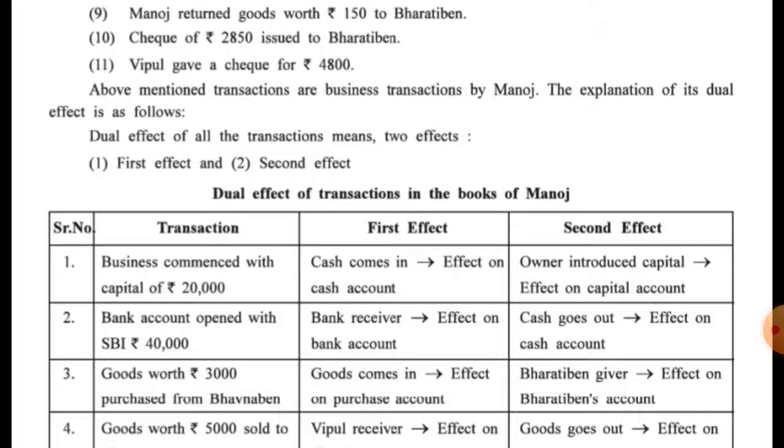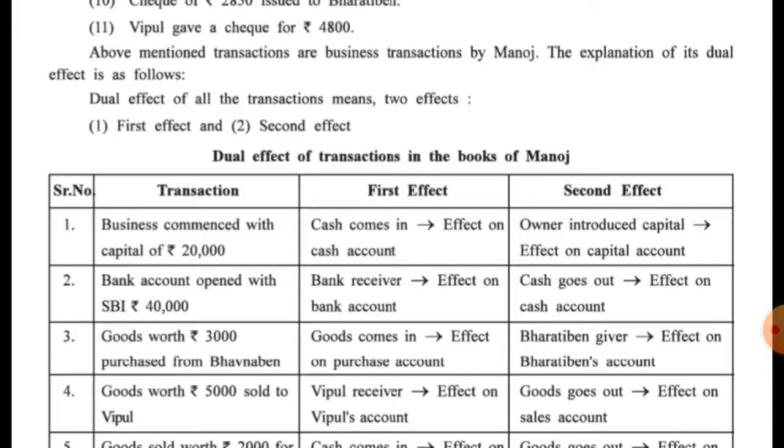One thing, make sure that the capital account always has a credit balance and an asset account will always have a debit balance. Because of the introduction of capital in the business, that much amount of cash comes in. So one effect would be in the cash account and the other effect would be on the capital account. Next transaction: bank account opened with SBI, rupees 40,000.